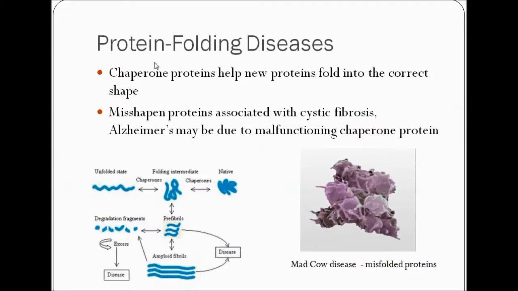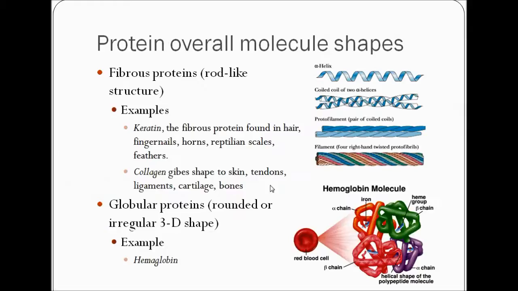Sometimes it doesn't go well. Protein folding diseases. We have these chaperone proteins that we think help, and if they get all messed up, then things don't work well. One that we're seeing is mad cow disease. And we also know some misshapen proteins are with cystic fibrosis.